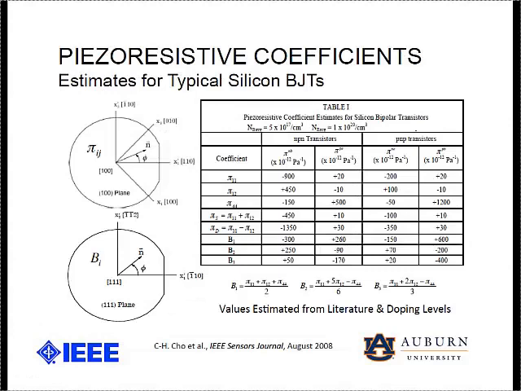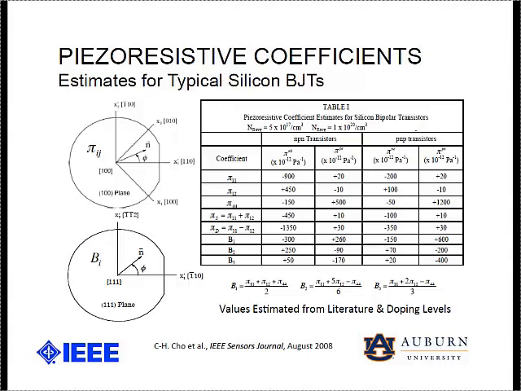The piezoresistive coefficients are different on the 100 plane and the 111 plane, the two planes that are used commonly to fabricate bipolar circuits. Most of the bulk today is on the 100 surface, and we use the pi coefficients, pi ij. There are three of them, pi 11, pi 12, and pi 44. And on the 111 surface, we use the B's just because they appear in combinations all the time, and they're down here. But they're just linear combinations of the pi's.